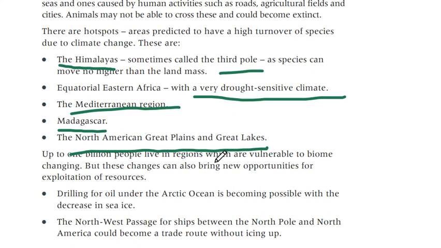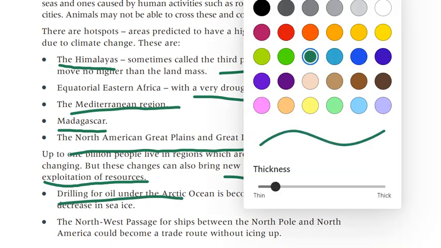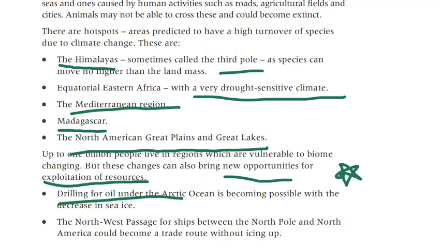These changes can also bring new opportunities for exploitation of resources, which is a very, very important point to know. Because they can be drilling for oil under the Arctic Ocean. Now, if the ice starts to melt, people will think it'll be more favorable to start mining and extracting minerals, resources, and other metals, right?